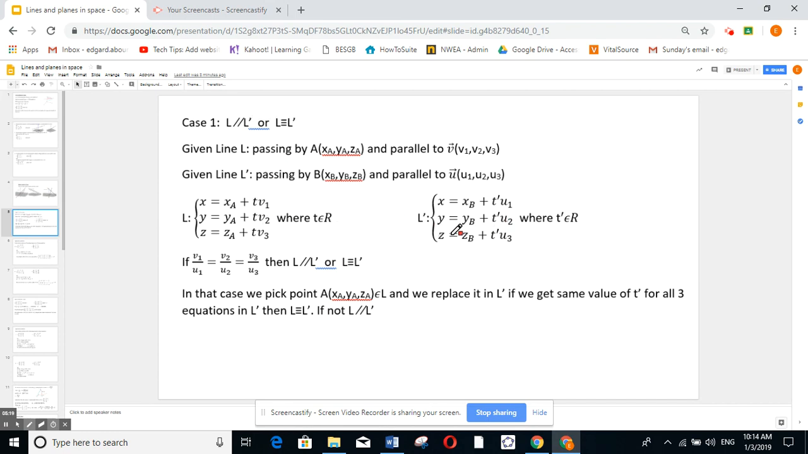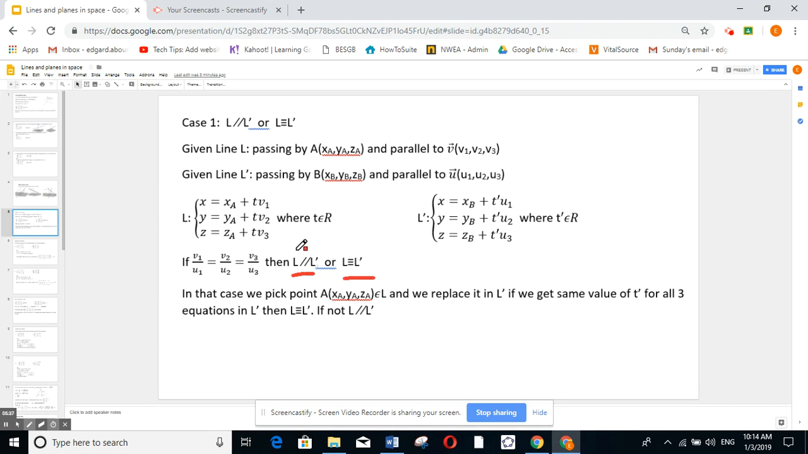Suppose you have these two lines. If parallel, you must have parallel directing vectors. So V1 over U1 must be equal to V2 over U2, equal to V3 over U3. In this case, either parallel or coincide.